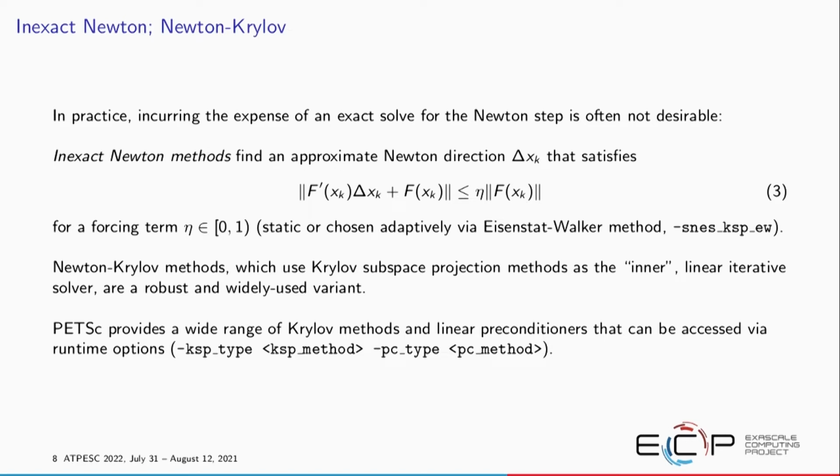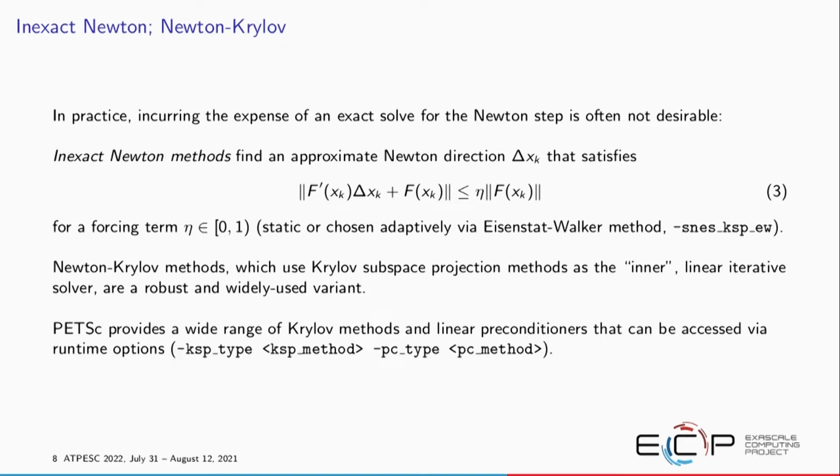All right, so I already talked about what a Newton method was and showed the Calculus 101 definition of what that is. What you would have seen in your calculus course was probably exact Newton, where we linearize and then we solve exactly this linear system. But in practice, incurring the expense of an exact solve for a Newton step is often not desirable.